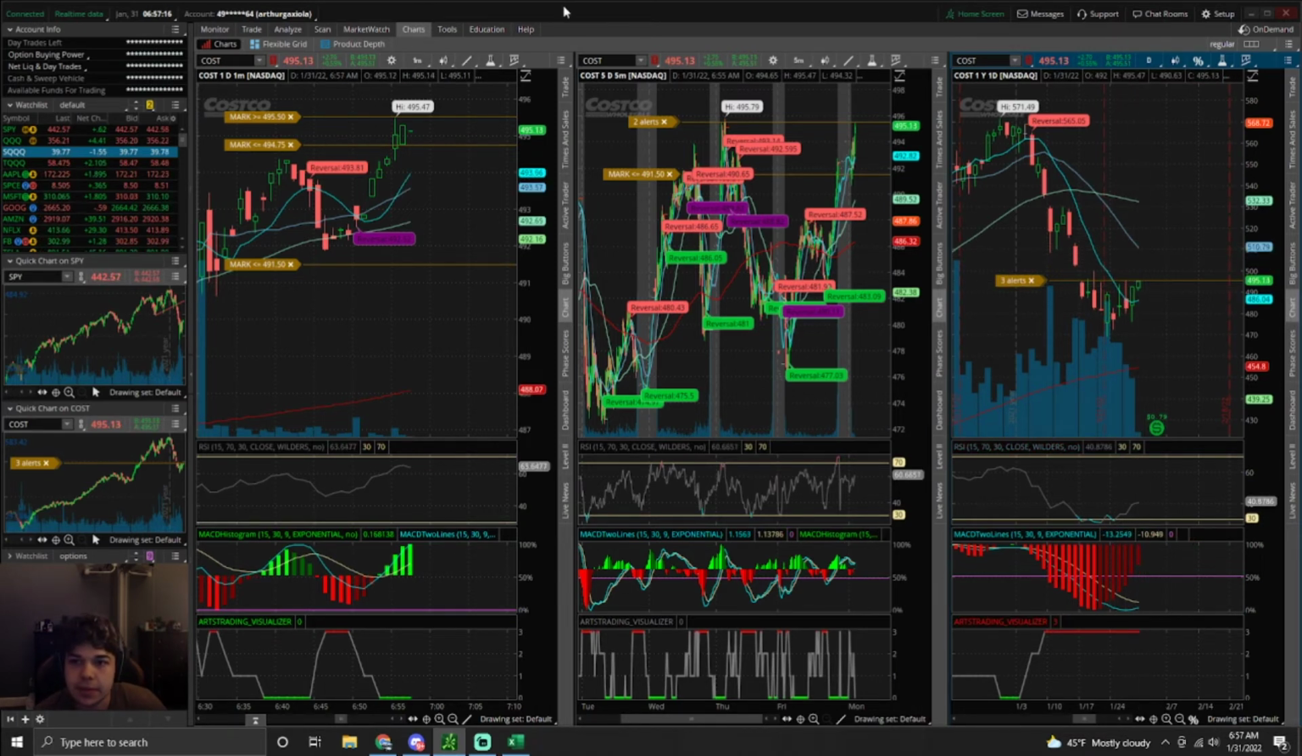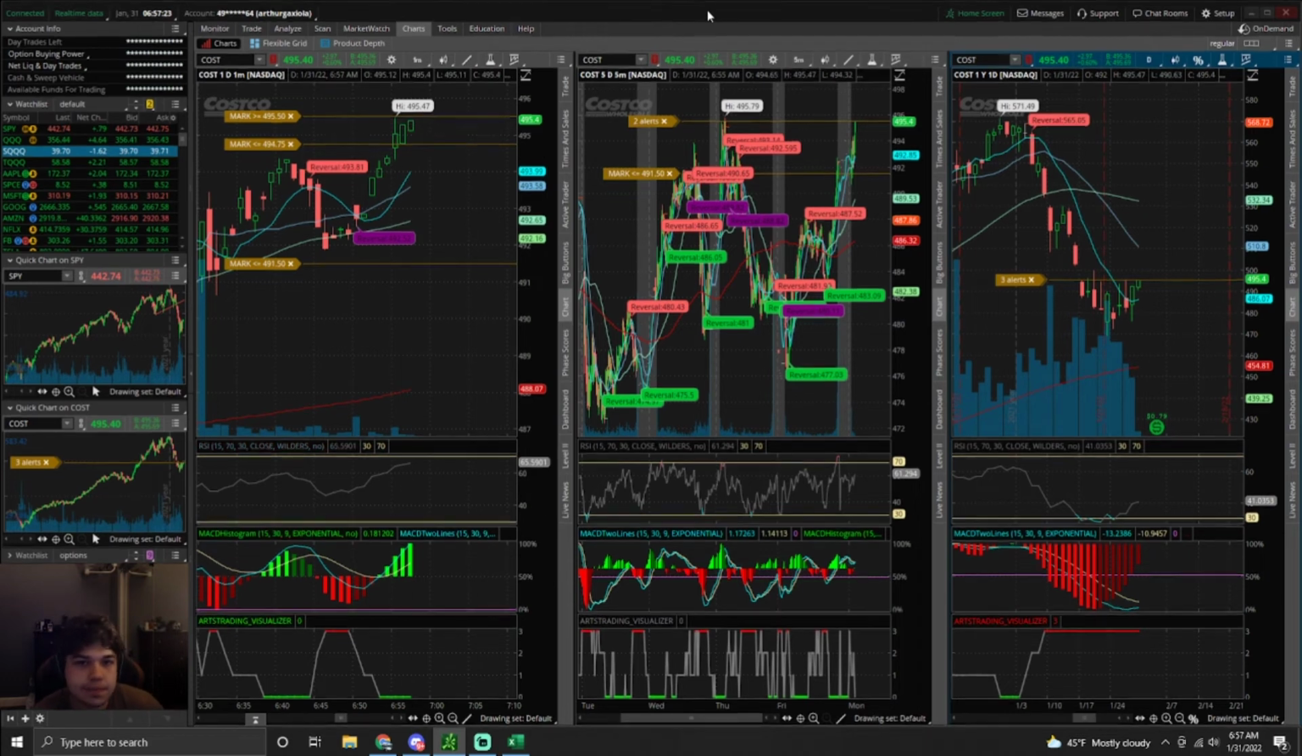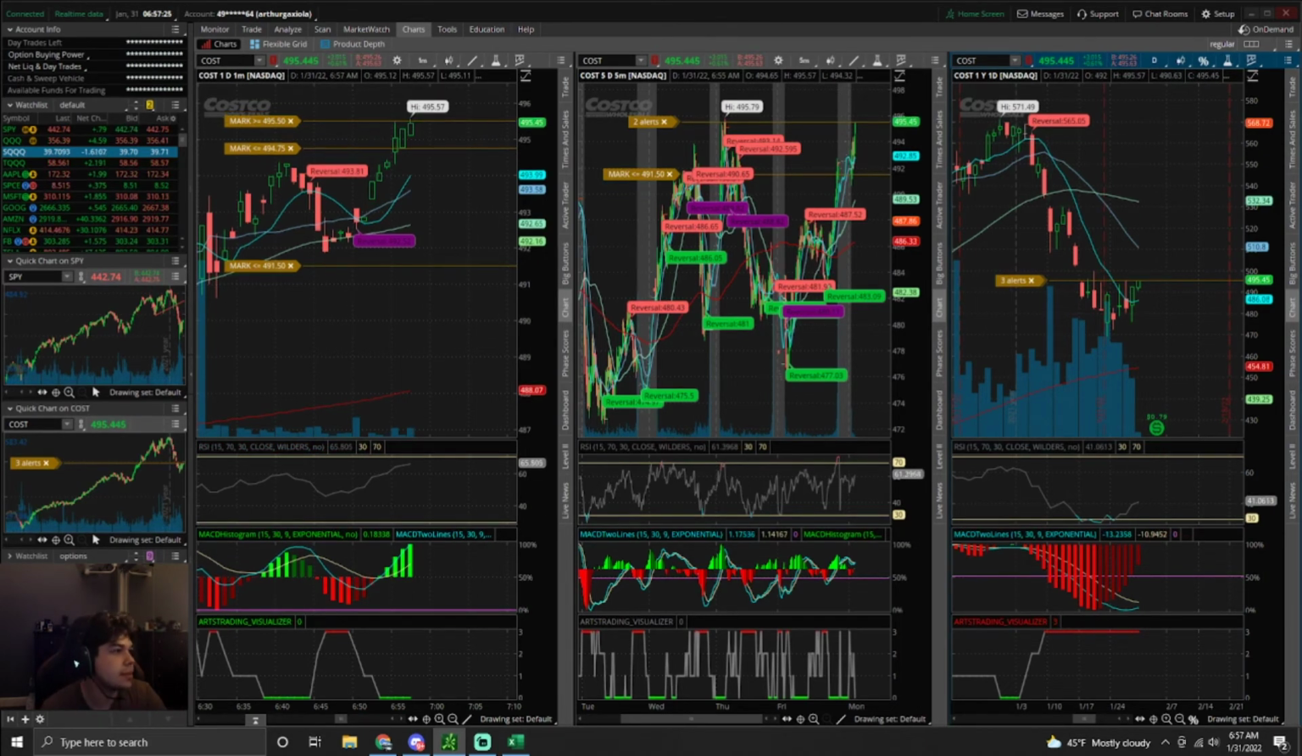Look at this thing go. Spreads are closing up too. I think this thing just rips, honestly. I think Costco just keeps going. This is the most brain dead play you'll ever take. No financial advice.